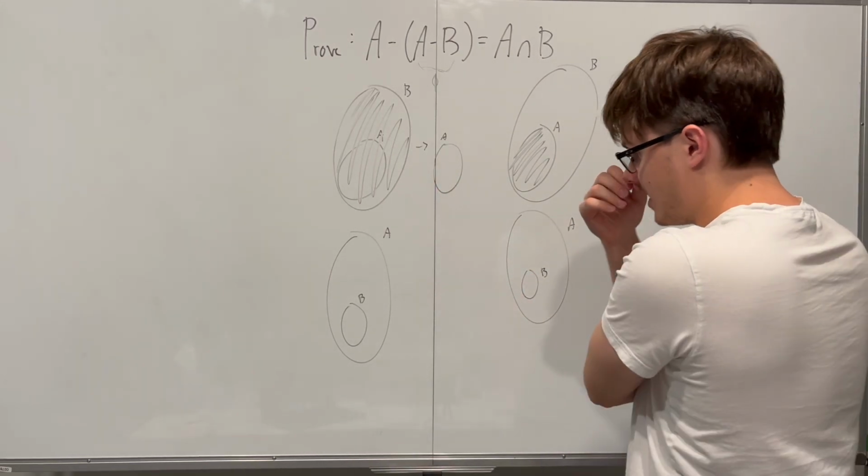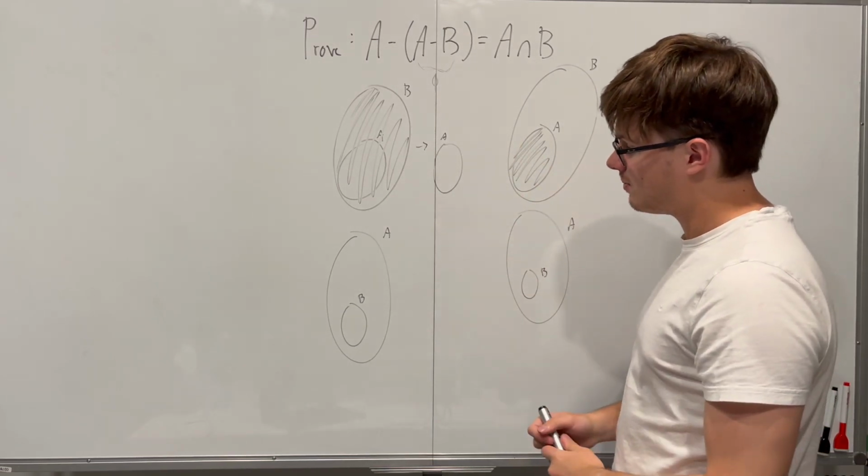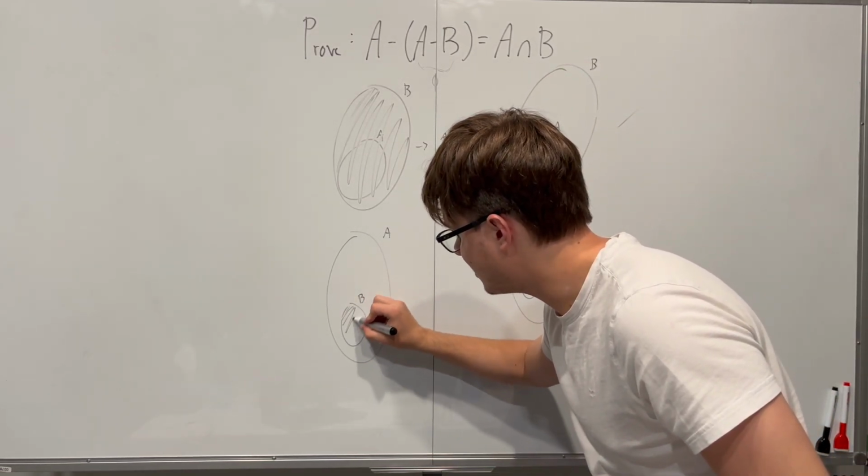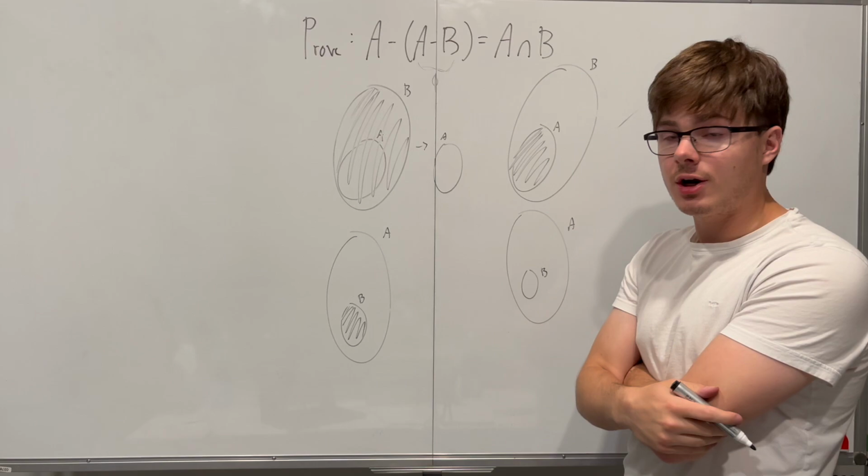What about this last case here? Okay, well, A minus B is going to be taking away all of B, so you're going to be left with this hole here.